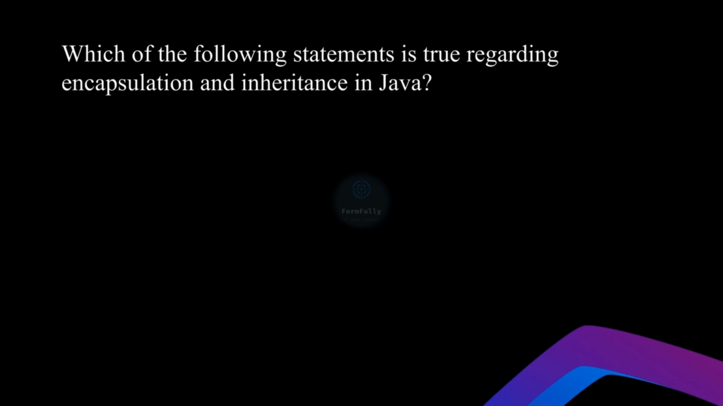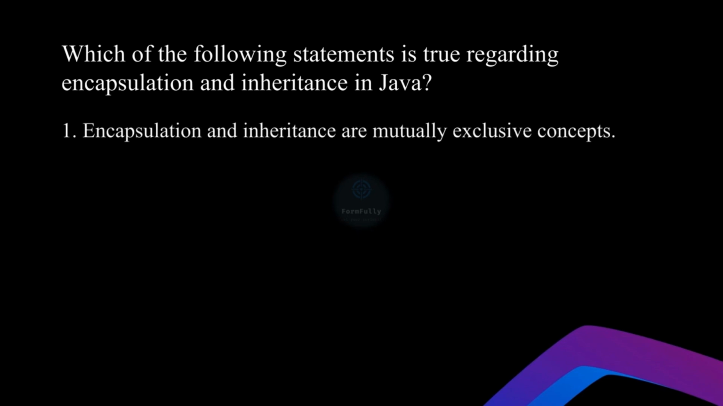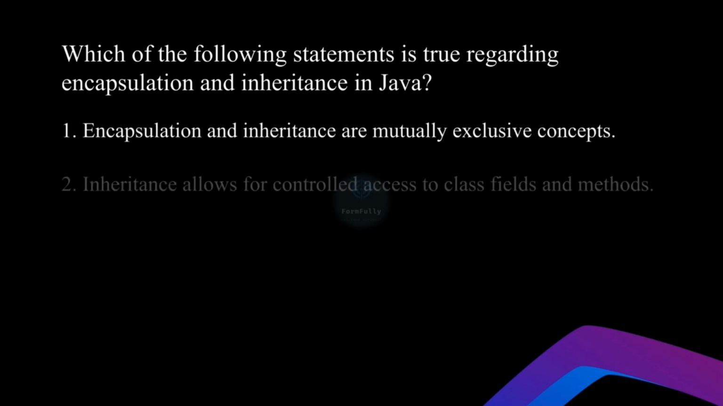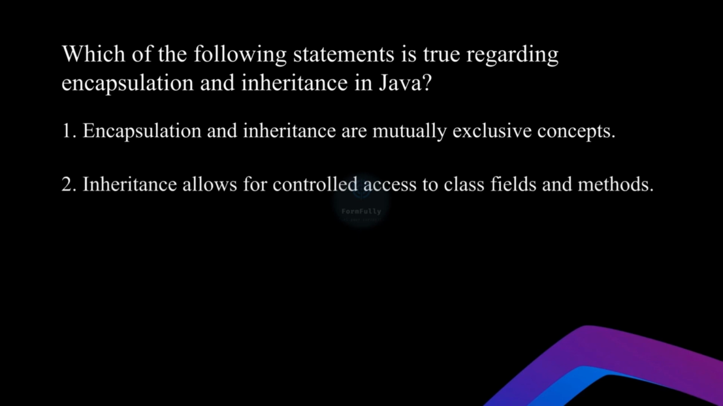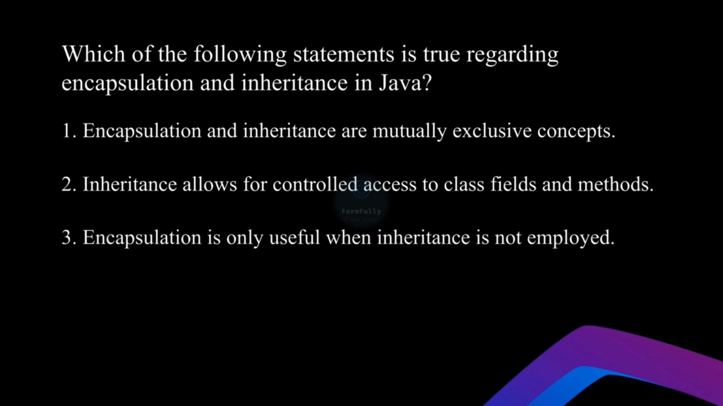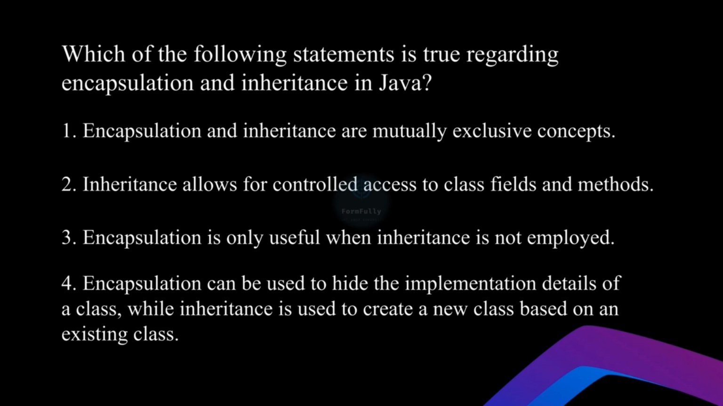Next question. Which of the following statement is true regarding encapsulation and inheritance in Java? Encapsulation and inheritance are mutually exclusive concepts. Inheritance allows for control access to class fields and methods. Encapsulation is only useful when inheritance is not employed. Encapsulation can be used to hide the implementation details of a class, while inheritance is used to create a new class based on an existing class.